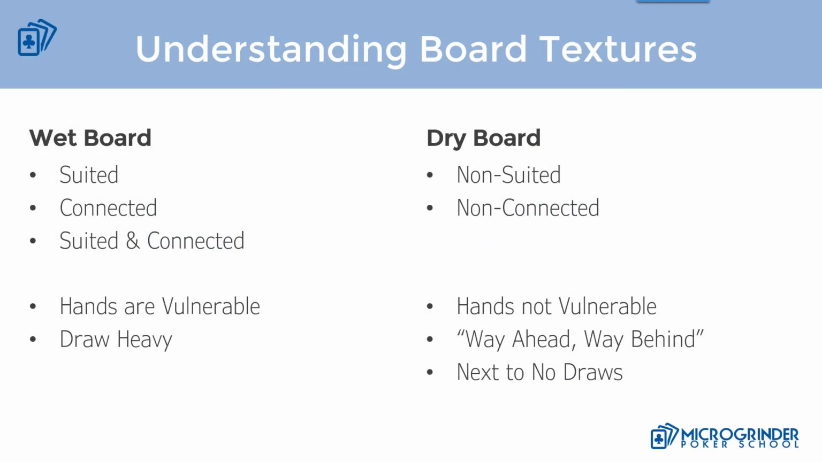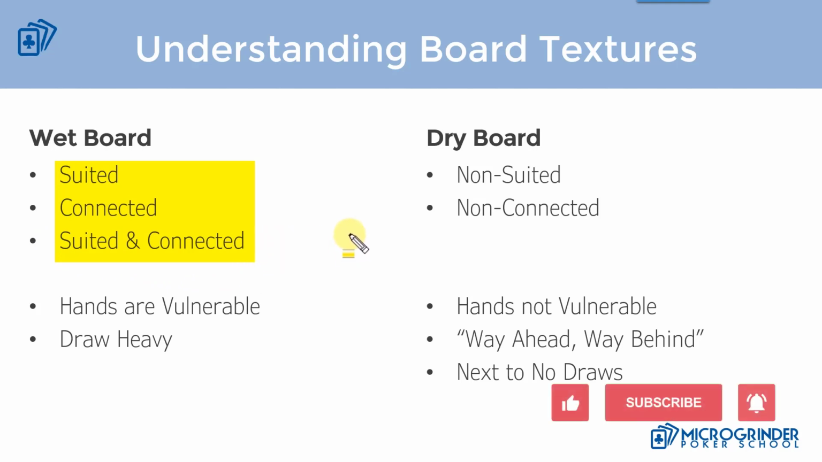Alright, so in this video, we're going to talk about understanding board texture. This is a very basic concept, but it's important to understand because the difference between wet and dry board textures is going to be night and day in regards to how we should play our hands. So wet board texture is a board texture that's either going to be suited or connected or a combination of both. And I have multiple different slides. We're actually going to look at example flops and we'll talk about why different board textures are going to dictate how we play our hands.